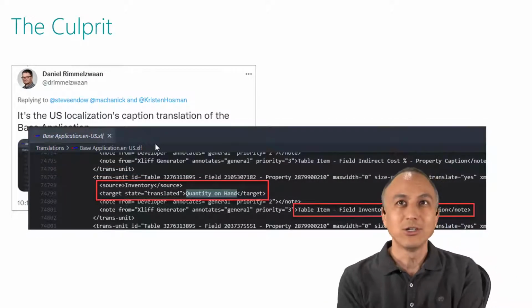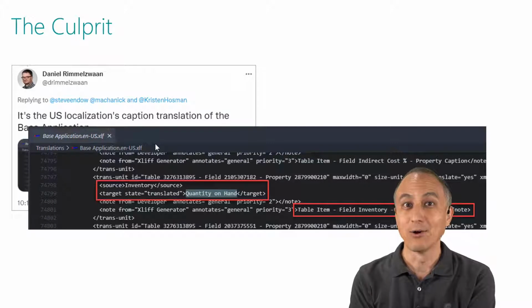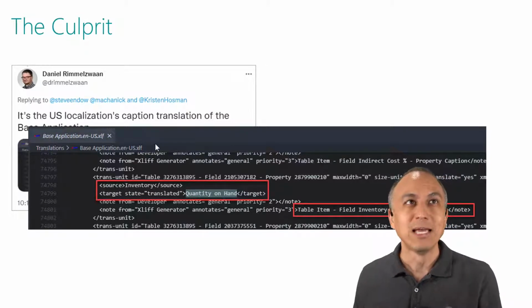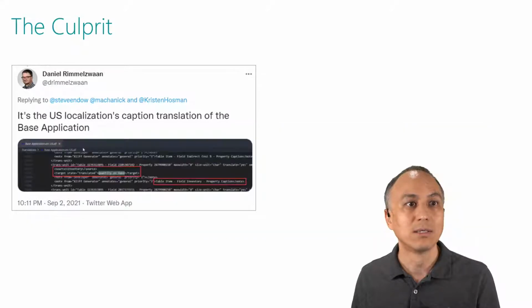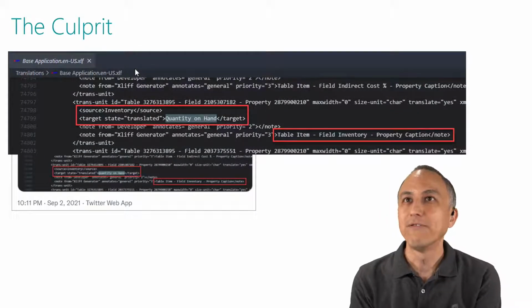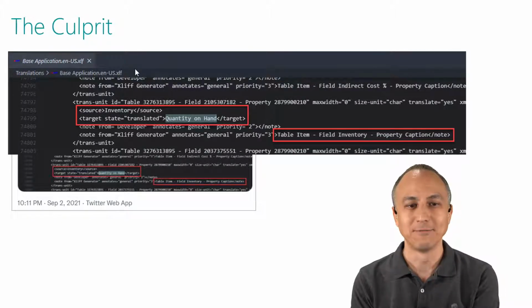So Daniel helpfully dug this out. He figured out where it was coming from. He understood what was going on, or he'd seen this fun issue before. He dug this out, and let me see if I can move this. Oops. What did I do? Okay. And he found source inventory translates to quantity on hand.